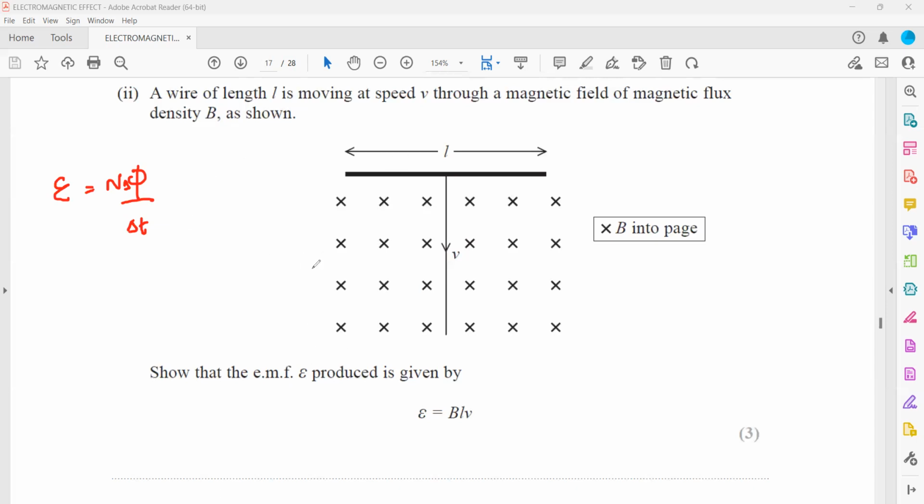Now we want to prove that the induced EMF is equal to BLV. The flux is given by the formula B dot A. And what about A? It is the area which it covers, because this is the total length and it is moving. So area is length multiplied by width.